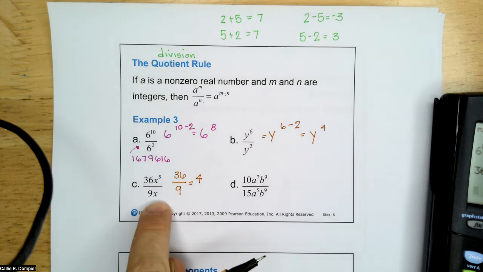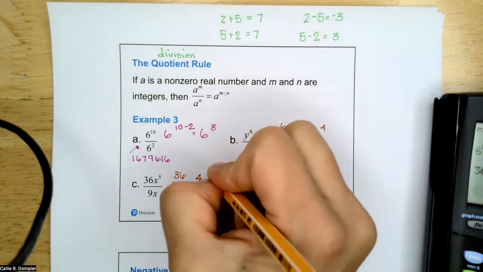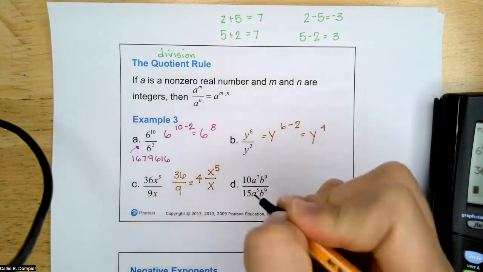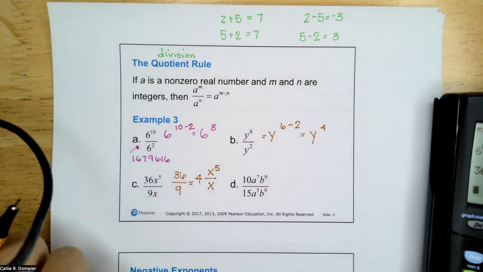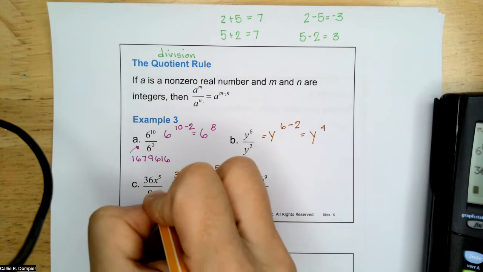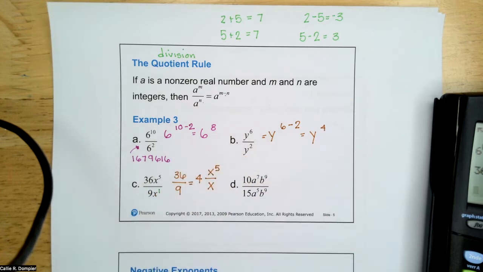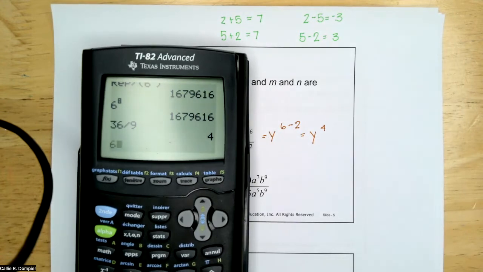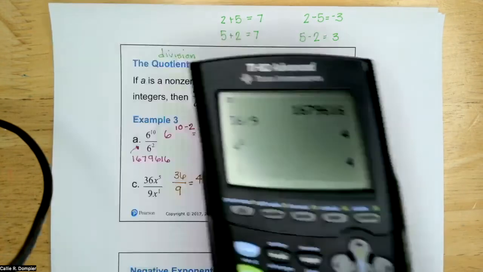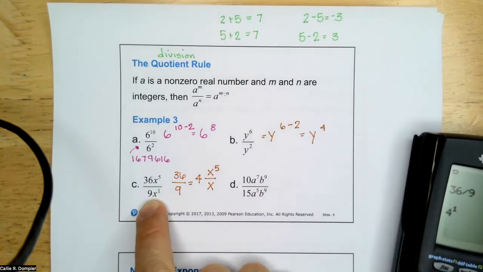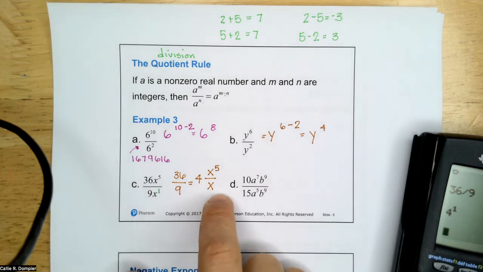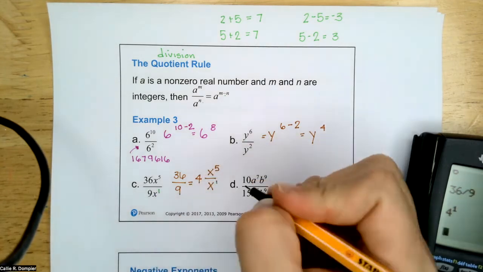X to the 5th over X. Now we have 4, X to the 5th over X. That X is an understood X to the first power. If there's no exponent, it's just that number raised to 1. If it was 4, 4 to the first is just 4. So X is the same as X to the first. Good. So we have 4X to the 5th over X to the first.